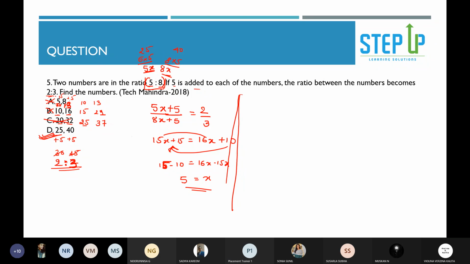Fine. Yes, ma'am. There will be a few questions, especially related to ages. We will see those questions. Age questions are like this only. They will be in ratios. So when you go ahead with the options, you will find it better as compared to solving through the equations.